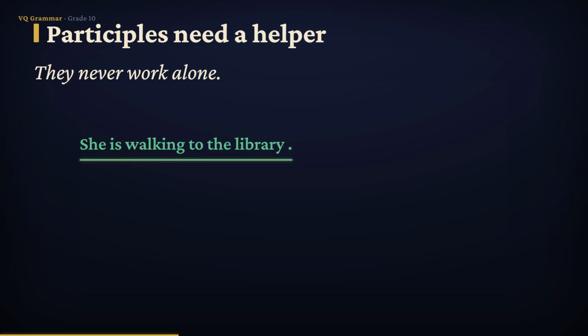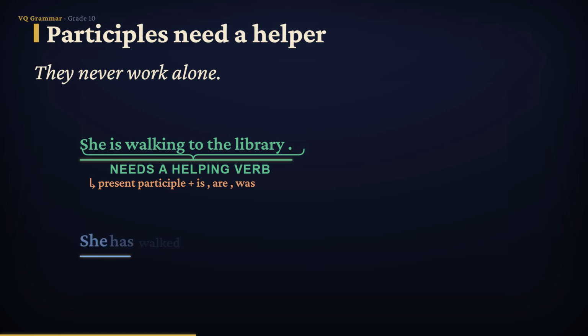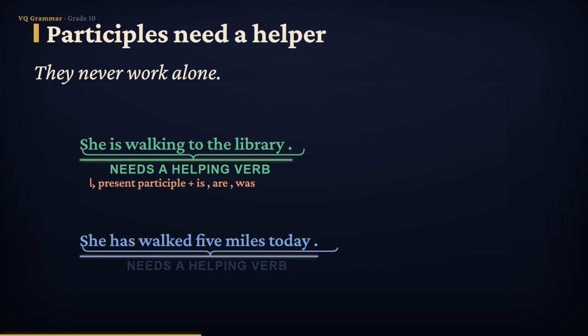Look at sentence 1. She is walking to the library. The present participle, walking, is leaning on the helper is. Strip that helper away, and walking is no longer a complete verb. Now sentence 2. She has walked 5 miles today. Here, the past participle, walked, is leaning on the helper, has. So remember this, a participle almost never works alone. It brings a helper along.